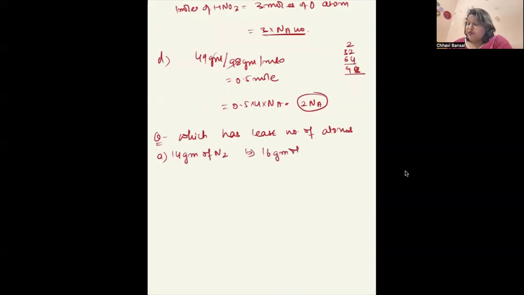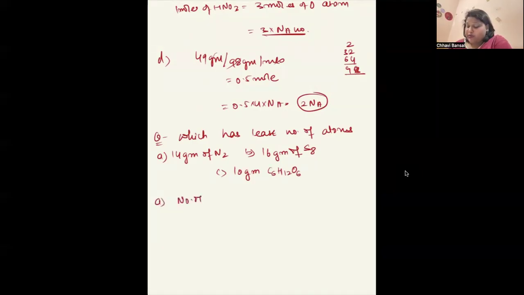B, 16 gram of S8. C, 10 gram of C6H12O6. Least number of atoms. Atoms in the sense of the total number of atoms that are present. So again, how will we solve?